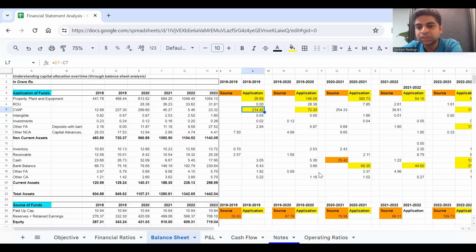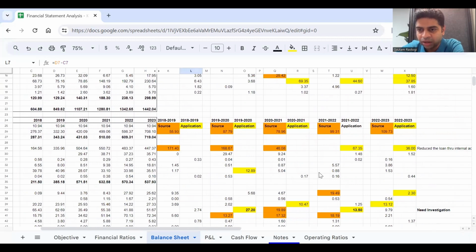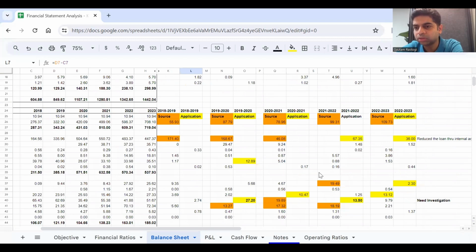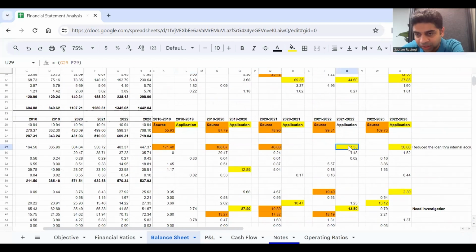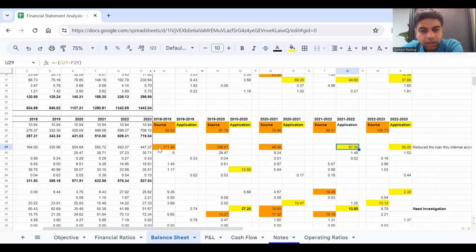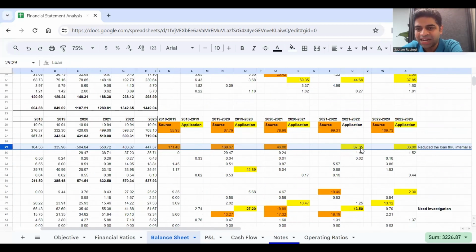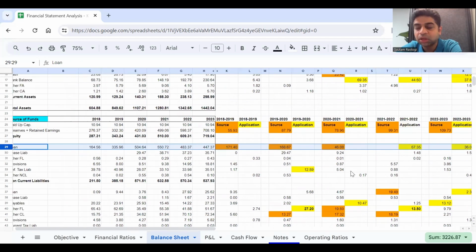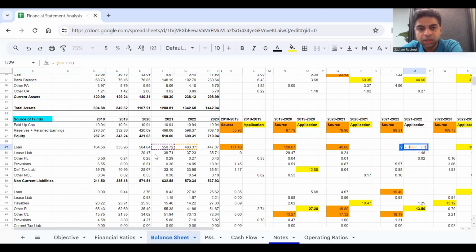Okay. The other theme is, then gradually they started paring down their debt as well, using their own earnings. So if you see here, this loan was in orange because this was a source of fund, but in the year 2022 and 2023, this has turned yellow, meaning it has reduced. So the loan reduced from 550 to 480 something.